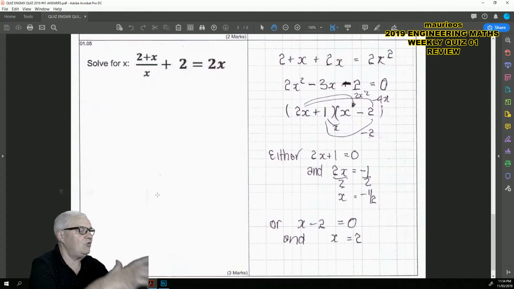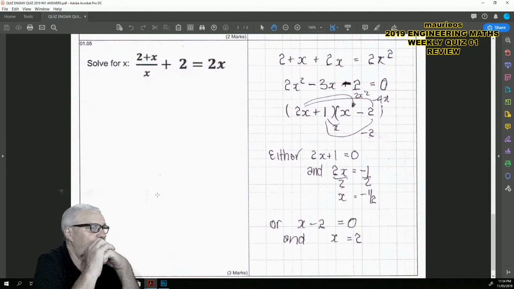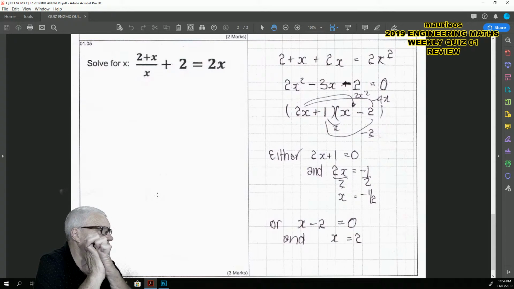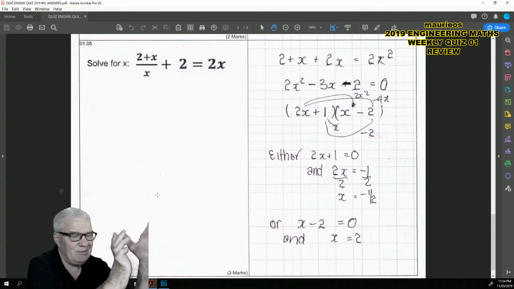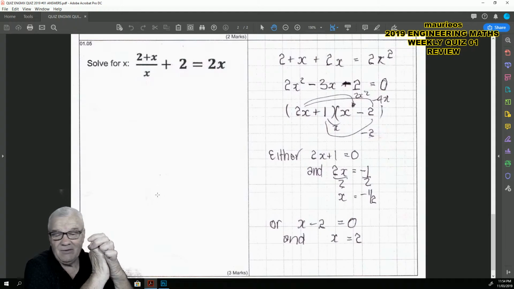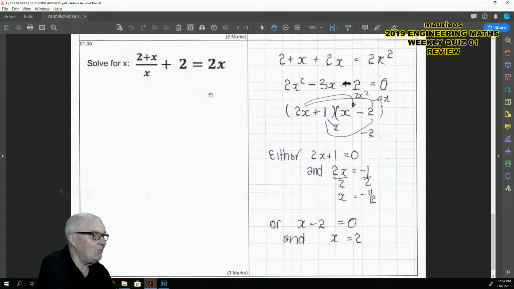So, just looking at this, we've got 2 plus x over x plus 2 equals 2x. Now, what do we want to do with that? Well, the first thing I'd want to do with that is to multiply everything by x. And that'll get rid of that fraction up here. Multiply everything by x.